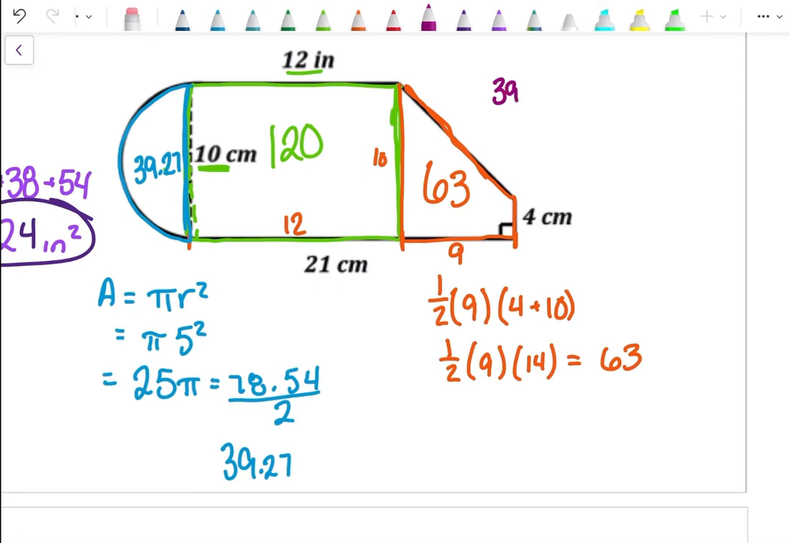Now let's add all our areas up. That's going to be 39.27 plus 120 plus 63, which comes out to 222.27 centimeters squared.